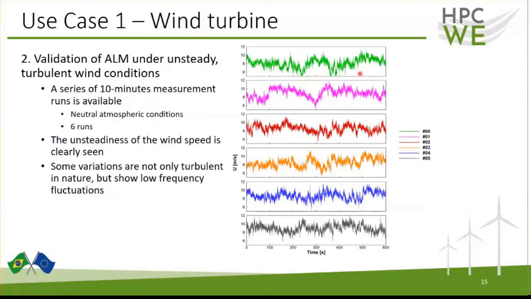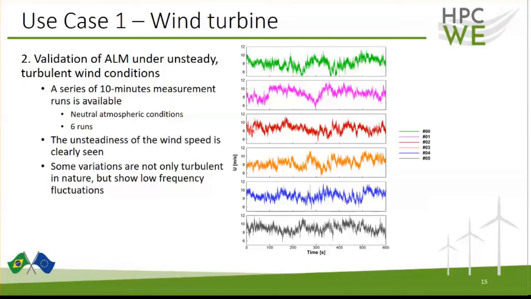Here we see these measurements from the Swift benchmark. They have a series of 10-minute measurement runs. For the neutral atmospheric conditions, they have 6 runs that we are seeing here, the right-hand side size, the velocity, and here's the time, 10 minutes, 600 seconds. The unsteadiness of the wind speed is clearly seen.